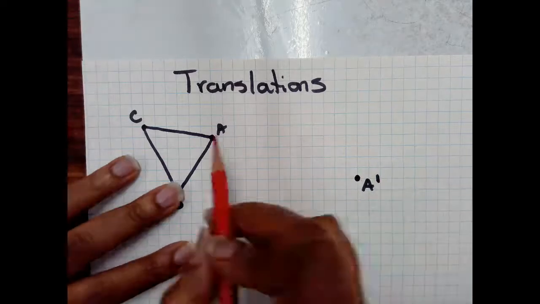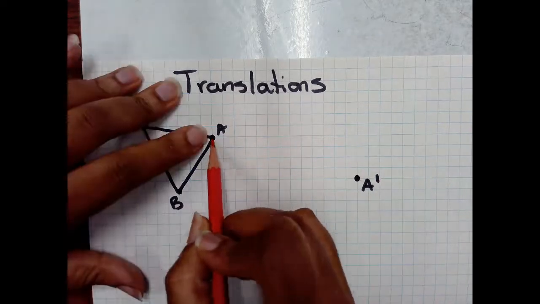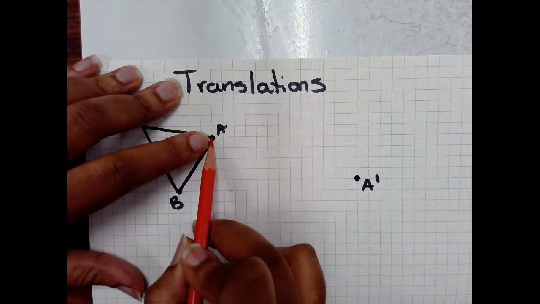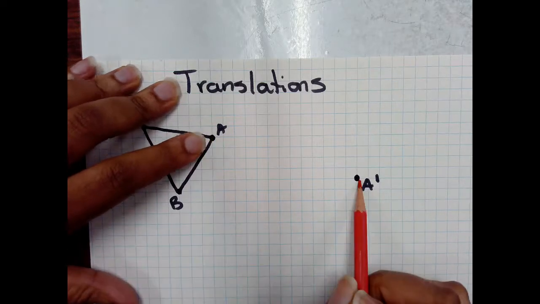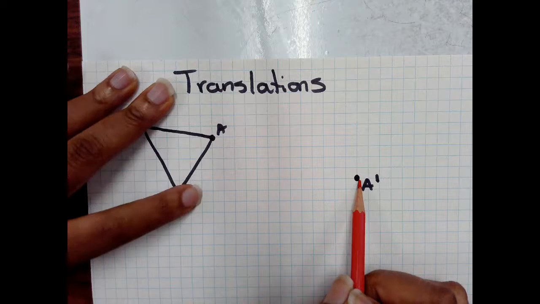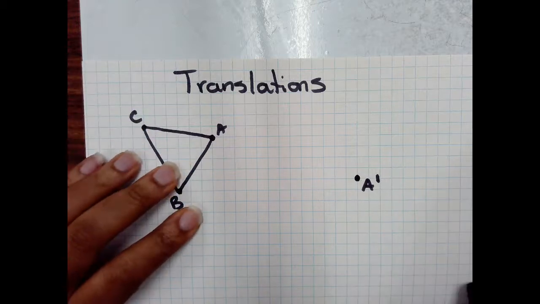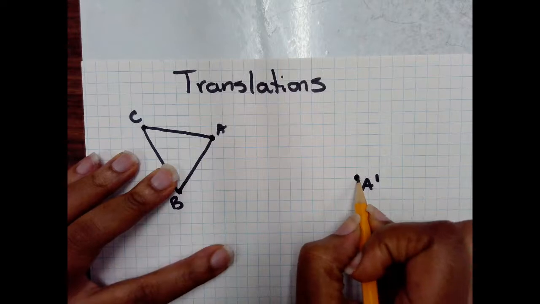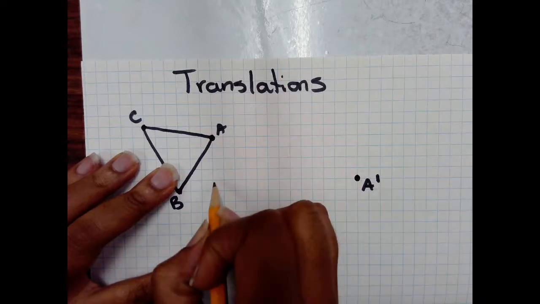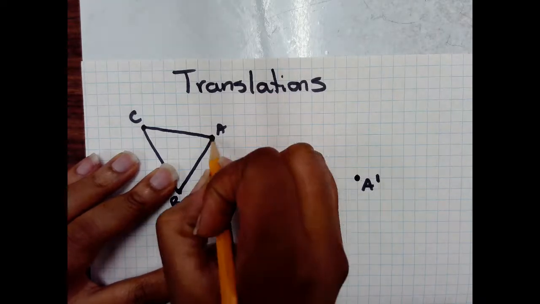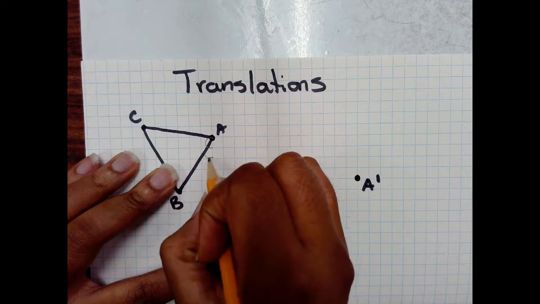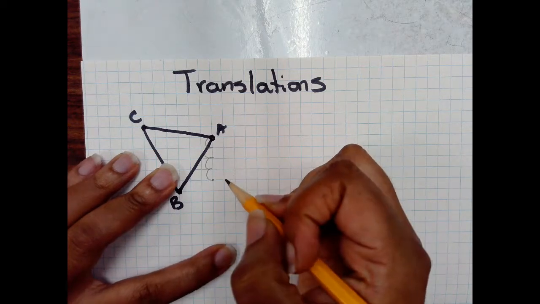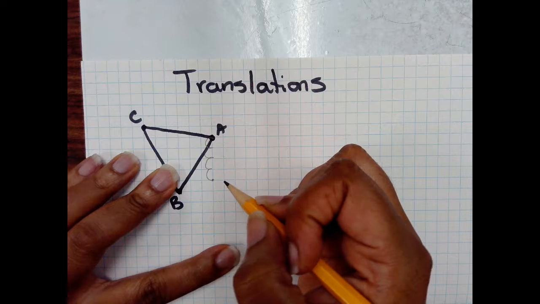So, starting from A, I need to figure out how many times I had to go down because A prime looked like it's slightly downward. So I need to figure out how many times I had to move downward in order to get to A prime. So A prime is here. So I'm going to just move my pencil over to where A is, which is right here. So that's 1, 2, 3, 4. So A had to move down 4 times to get to where A prime is.